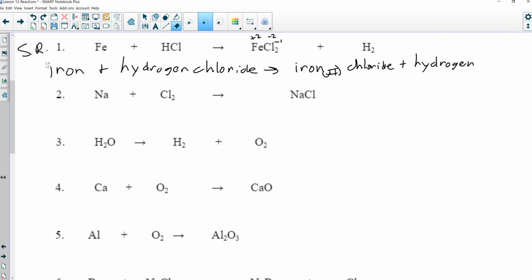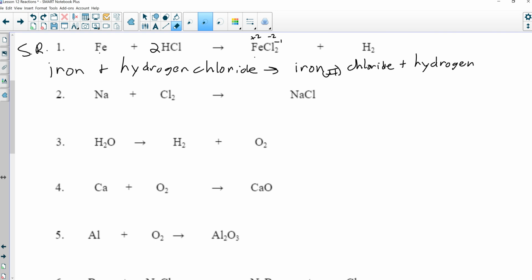I need to balance this. Right now, I have 2 chlorines and 2 hydrogens on the product side, but I only have 1 of each of those, and they're together on the reactant side. So what needs to go in front of hydrogen chloride? By putting that 2 there, that gives me 2 hydrogens and 2 chlorines on the reactant side. Now my chlorines are balanced, my hydrogens are balanced, and there's 1 iron on each side, so the whole reaction is balanced as well. Questions on that first one?